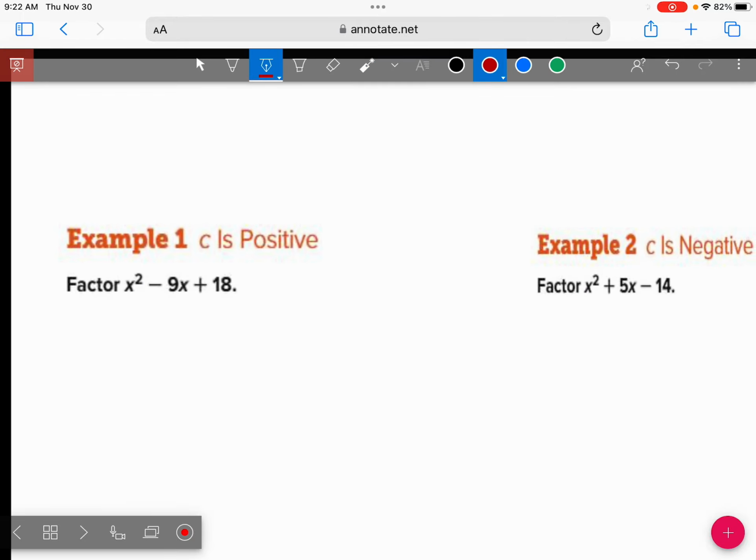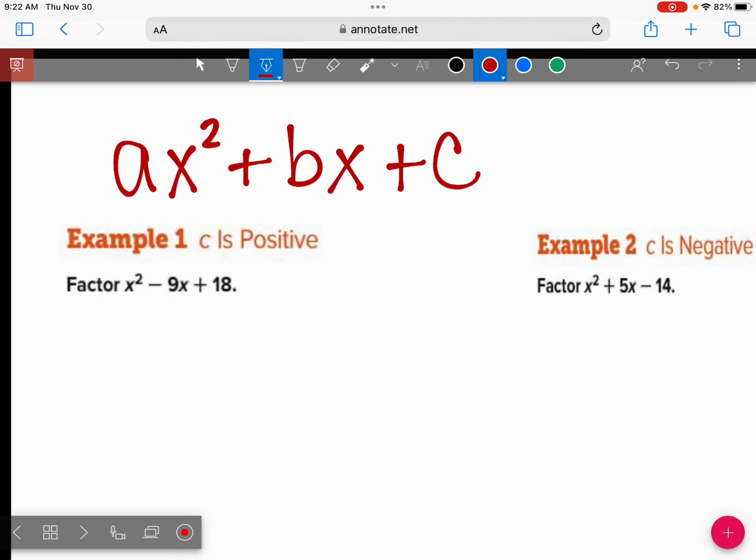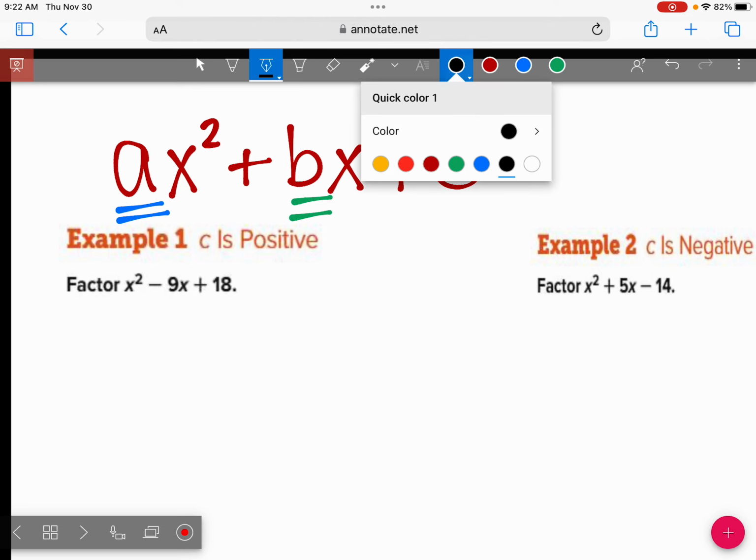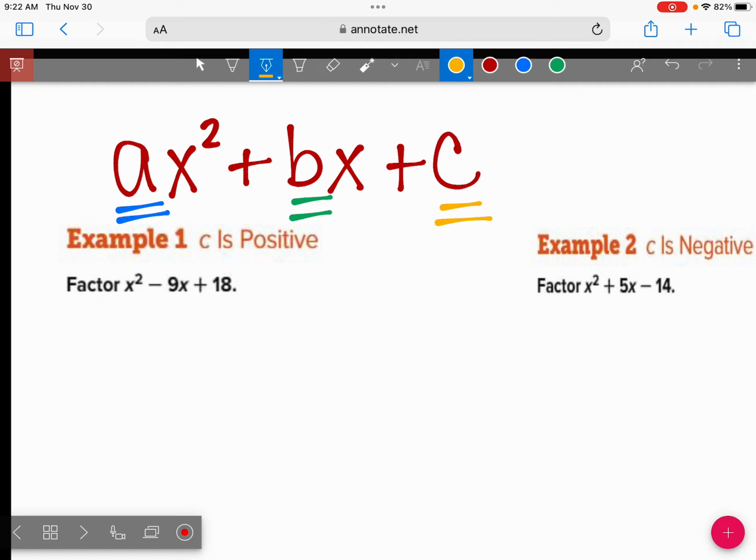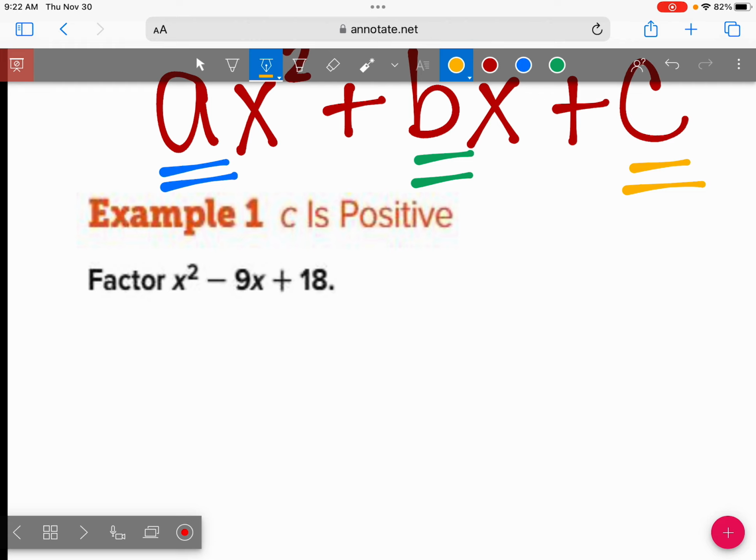Can you write at the top AX squared plus BX plus C? The number in front of X squared is A. The number in front of X is B. And the number at the end is your C. In this equation, we have an invisible 1 in front of X squared. Can you write that 1 in?